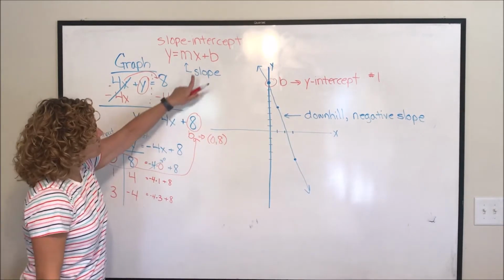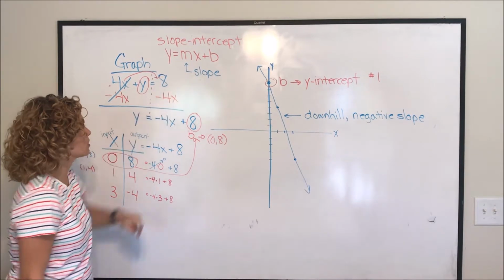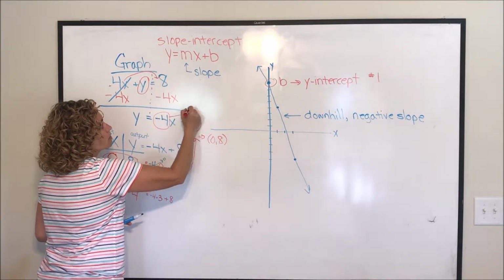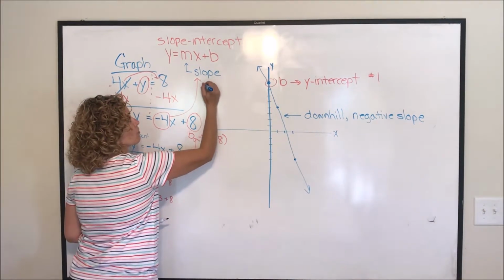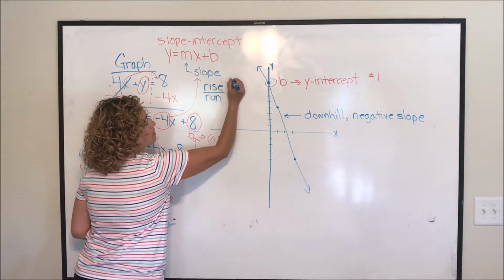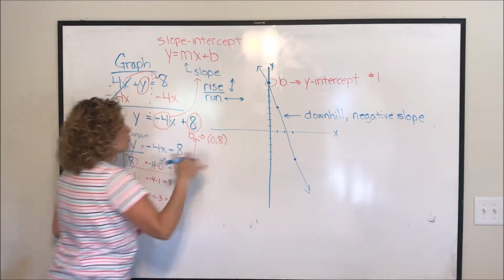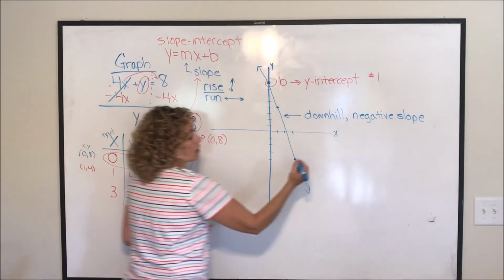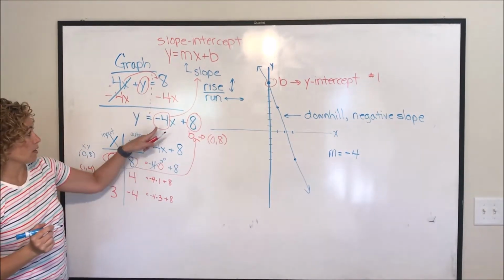Okay, that is this m. Anything that comes before the x is your m, okay, and that's your slope. So in this problem, it is -4. That is your slope. Your slope tells you the rise over the run. That tells you your up and down direction and your left to right direction. So what that means, in this problem, our m is -4. Okay, and you can see that right here.